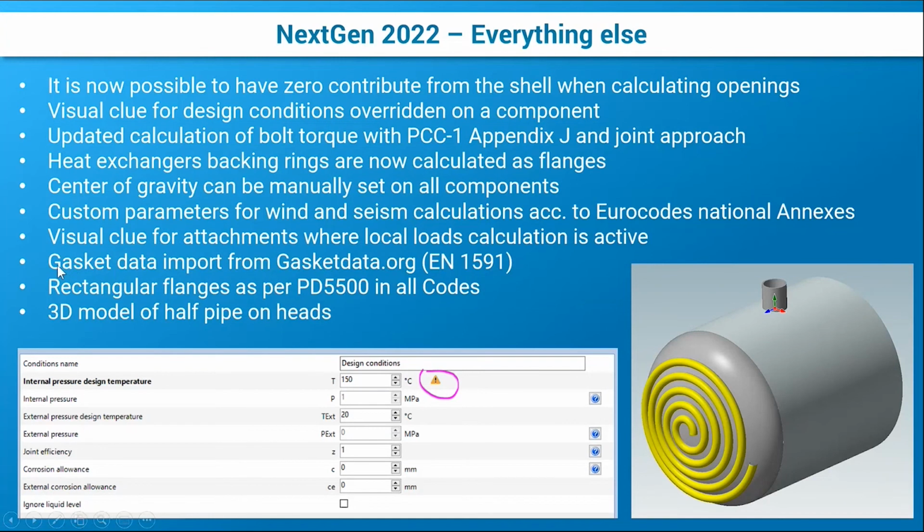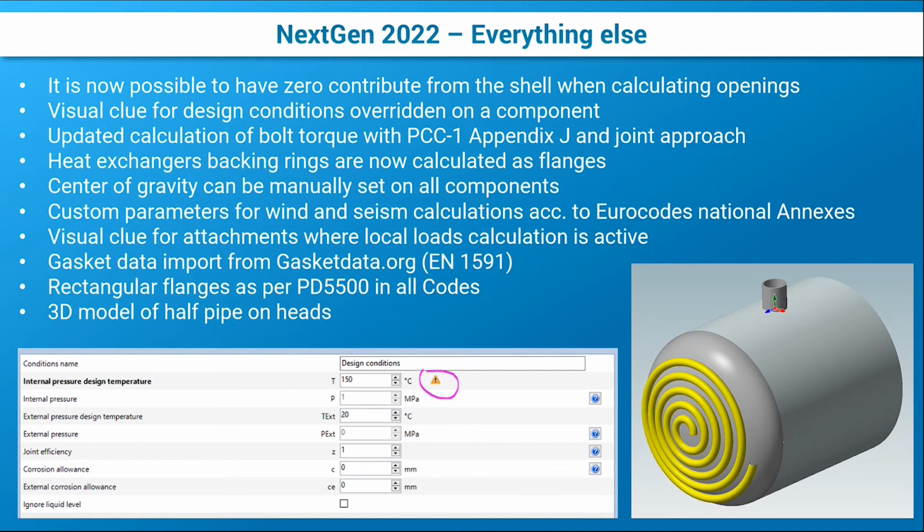Okay, we have added the ability to import data for gaskets from gasketdata.org. This is for EN 1591, which needs very detailed data for gaskets. Now you can select a gasket directly from gasket data, where all the gasket manufacturers publish their data sheets. So this is quite helpful if you are working with this European norm.